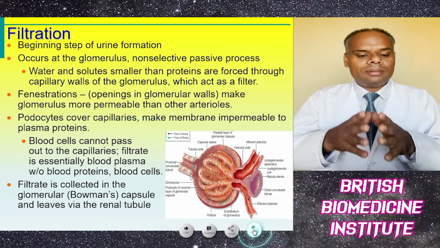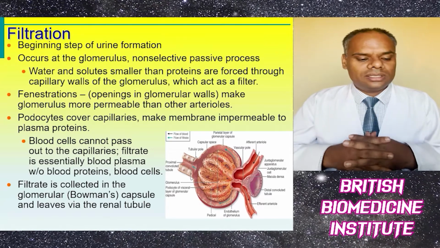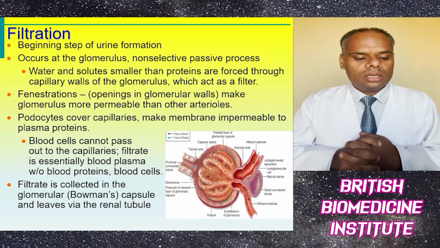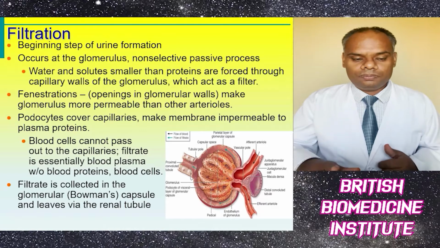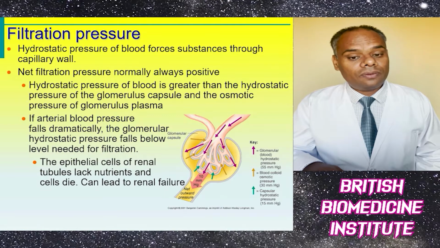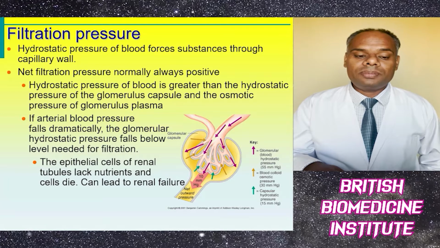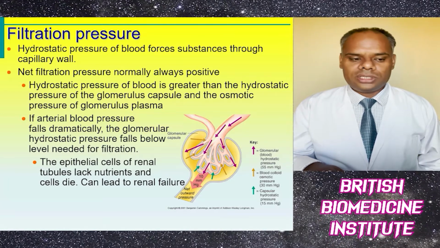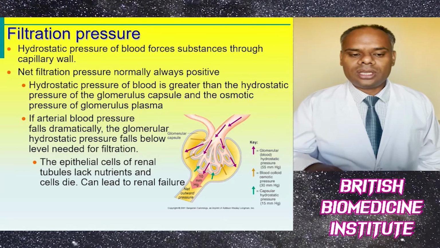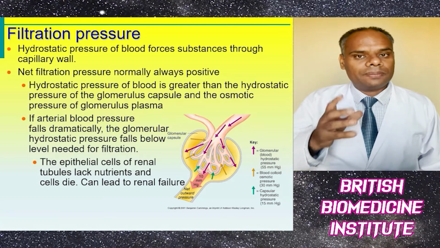Filtrate is essentially blood plasma without blood proteins and blood cells. Filtrate is collected in Bowman's capsule and leaves via the renal tubule. Filtration process: the hydrostatic pressure of the blood forces substances through the capillary wall. Net filtration pressure is normally positive. The hydrostatic pressure of the blood is greater than the hydrostatic pressure of the glomerular capsule and the osmotic pressure of the glomerular plasma.